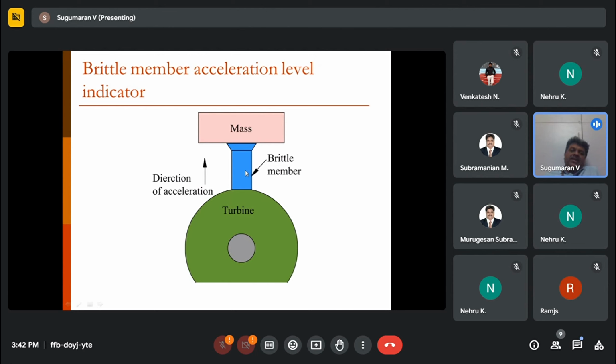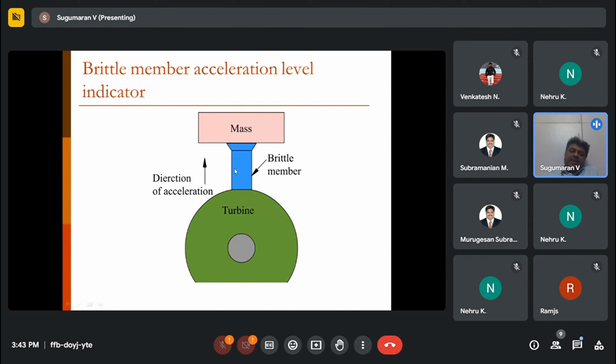Up to a certain limit, the brittle member will be able to take the load and hold the mass along with it. If it is a ductile material, that will bend slightly left side, right side, and adjust according to the vibration of the turbine. But purposely we take a brittle member. Okay, what is the property of a brittle member? Break if it is not able to take the load.